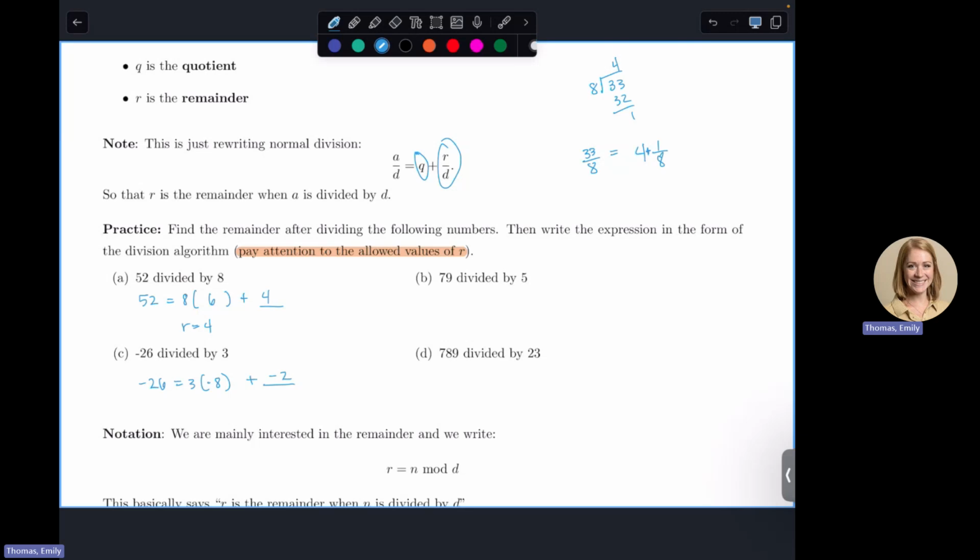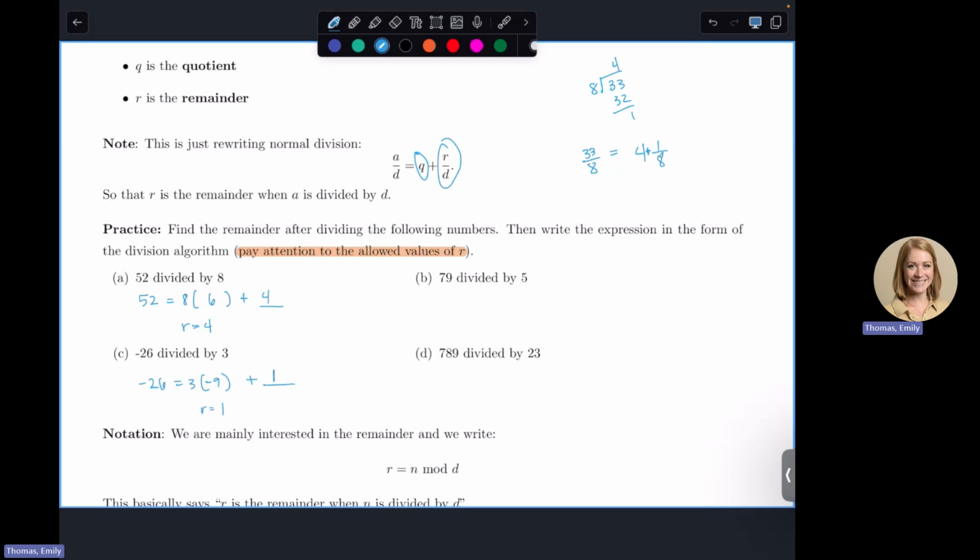What does my remainder have to be? It needs to be positive, between 0 and 3. Okay, so if I'm not going to go to negative 8, what should I go to? Yeah, so if we go to negative 9, then we get to add 1, and that remainder is in the right range. Does that make sense or no? Okay.